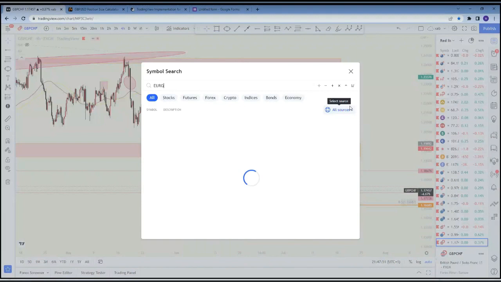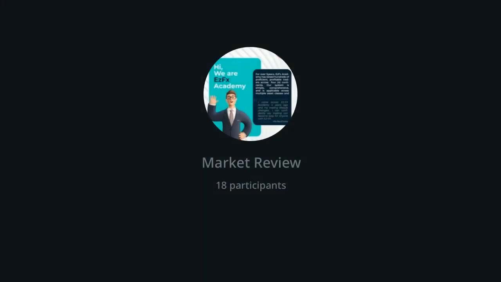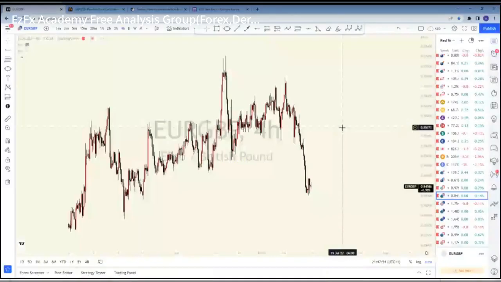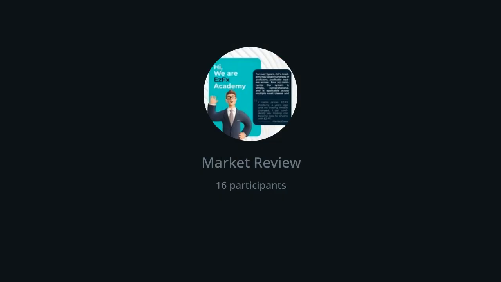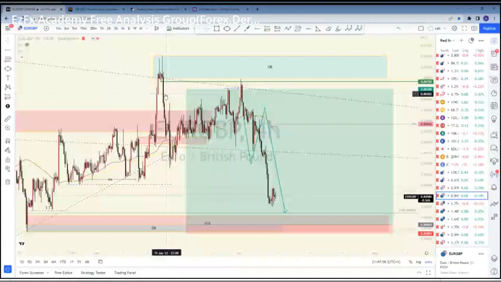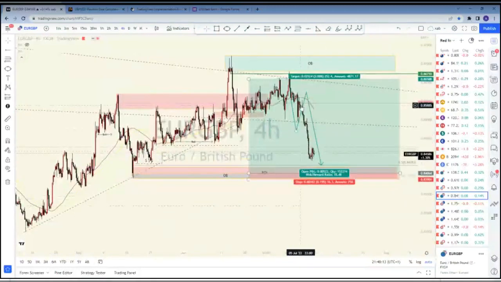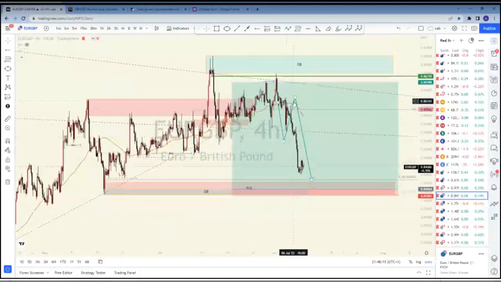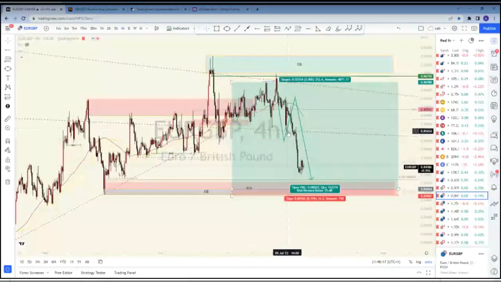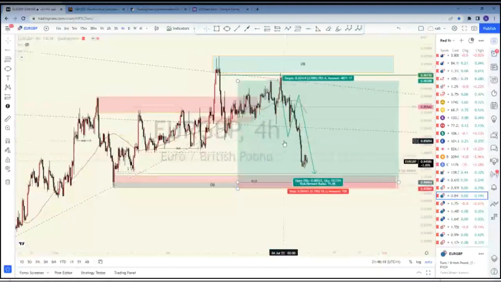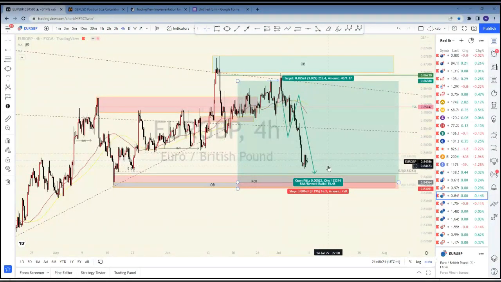Euro GBP. I think we talked about Euro GBP since last week. I gave the entry as 0.87630. Quite unfortunately, I don't know if anybody took this trade, Euro GBP for a sell. And as you can see, price has played out perfectly clearly.